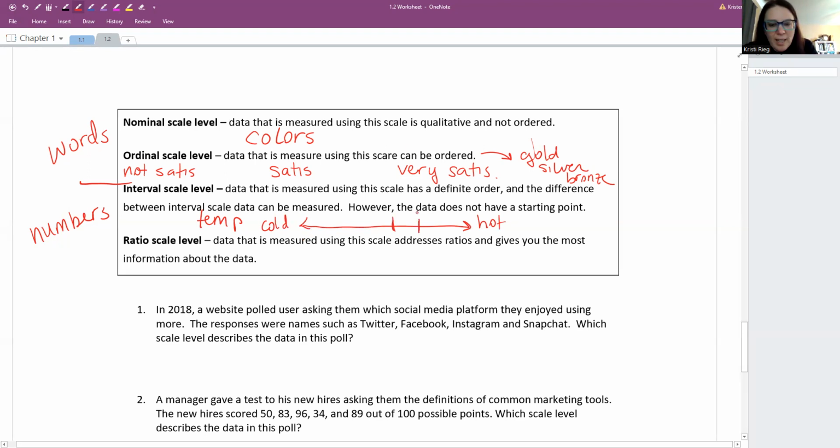Like I could say that 100 degrees Fahrenheit is hotter than 80 degrees Fahrenheit. I can say 80 is, they're 20 degrees apart. I can do that measurement, but there's no real start and end, and there's like this space in between that we could measure. I could have 80.2 degrees, stuff like that.